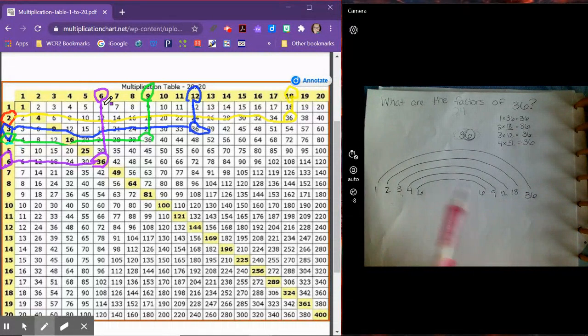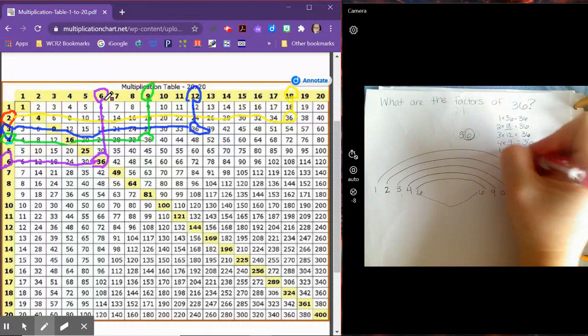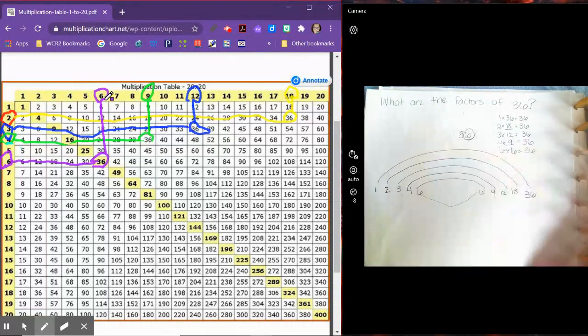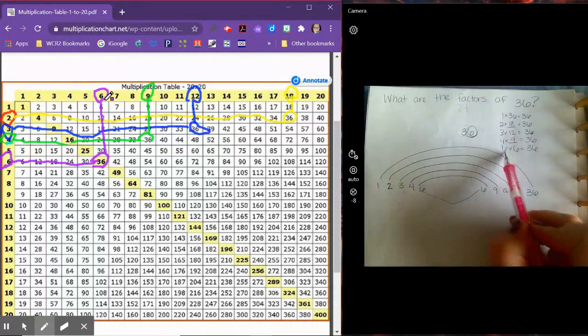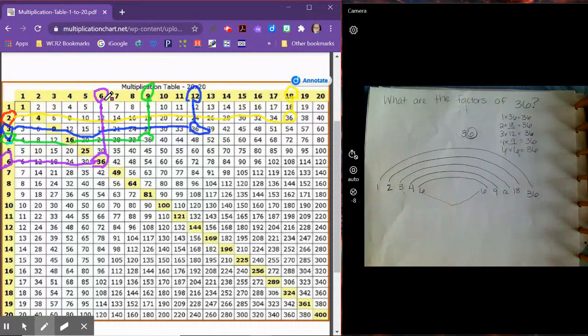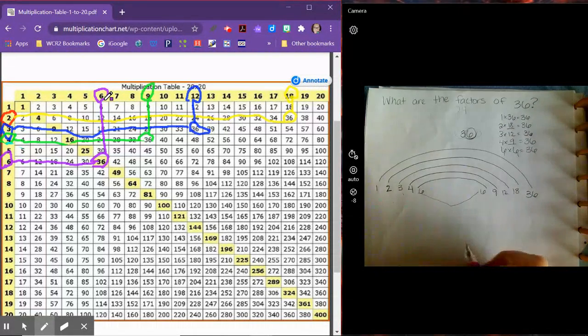Here's the other cool thing. Once you get to two numbers that repeat themselves, that means you can stop because there's going to be no more factors. So when it repeats itself, you can stop. So there were two of the same number, so I know that my factor rainbow is complete, that I can't go any further because I've now reached them running into each other, essentially. So when we go to list out our factors, we only list them once.